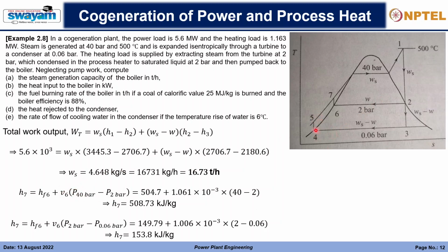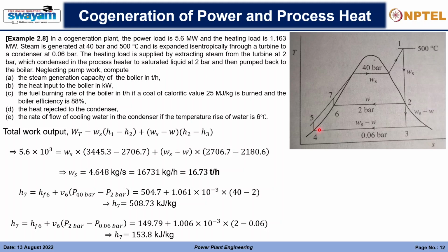So V6 is the specific volume at 4, and it is increasing the pressure from 2 bar to 40 bar. So this is the amount of work done by the pump, and then it is being added to the enthalpy of the water from H6 to H7.